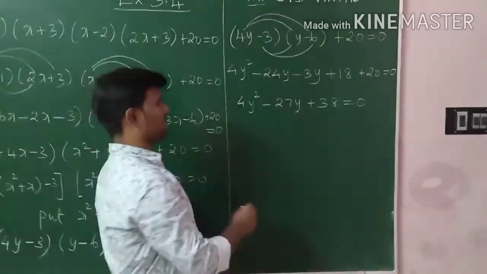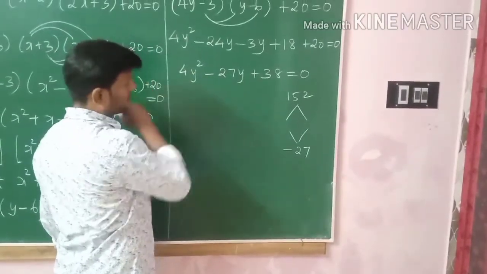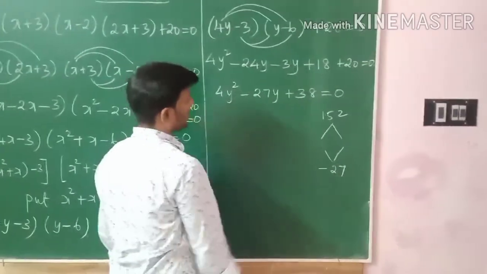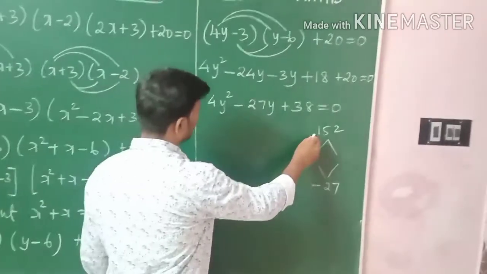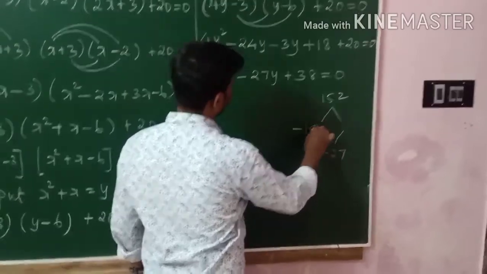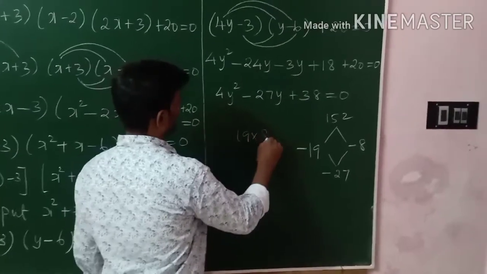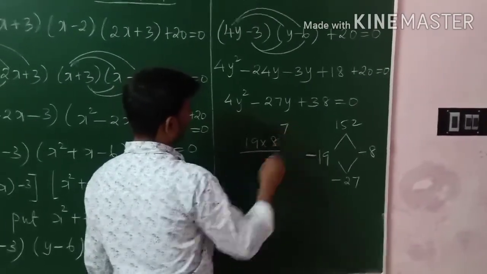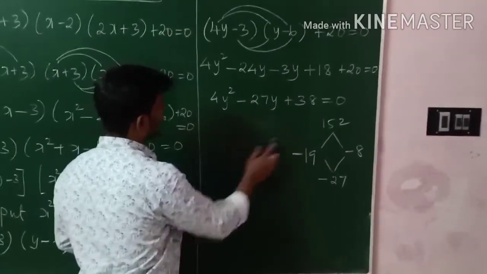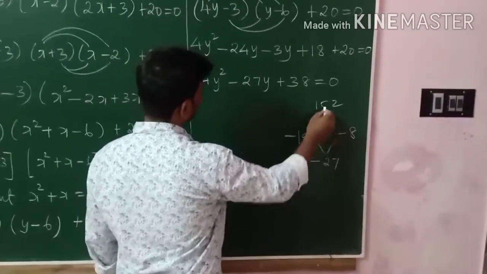So now we have to factorize this quadratic polynomial. How do we have to factorize? Take the coefficient of y square, multiply with the constant term. So 4 into 38, 152, and coefficient of y is what? Minus 27. So when multiplied it should give plus 152, when added minus 27. Minus 19 into minus 8. Minus into minus plus, 19 into 8. 9 8s are 72, keeping 7, 1 8 is 8, 8 plus 7, 15. So minus 19 into minus 8 is what? Minus into minus plus, 19 into 8 is what?